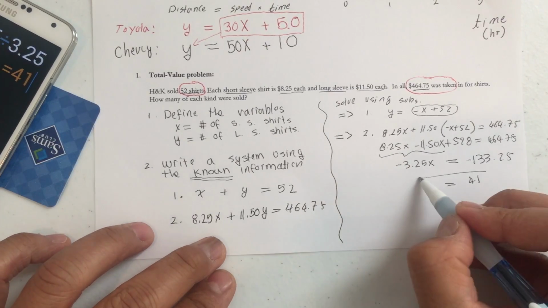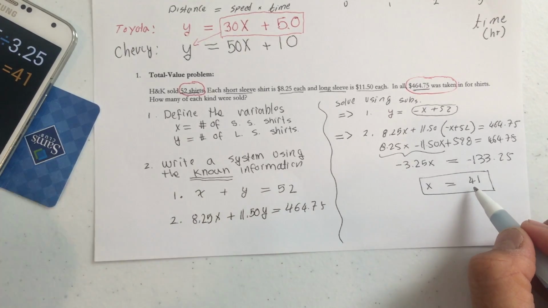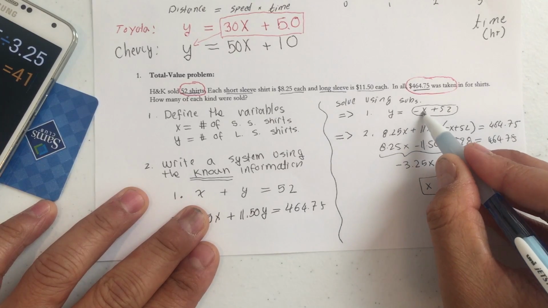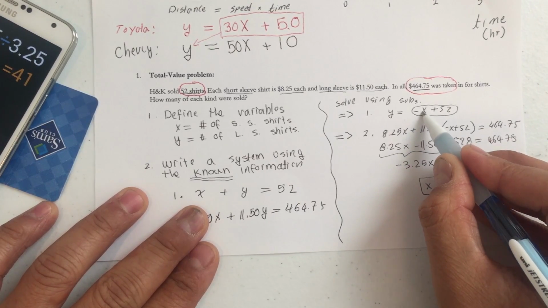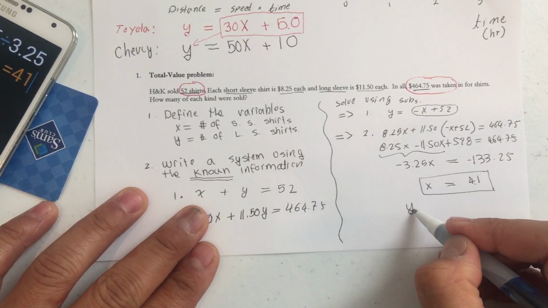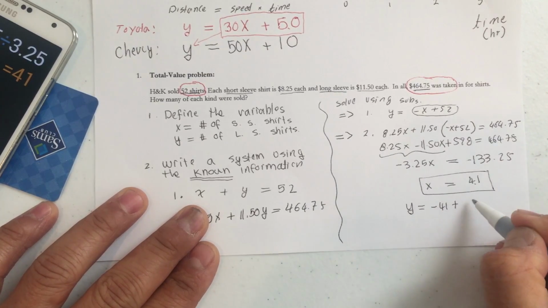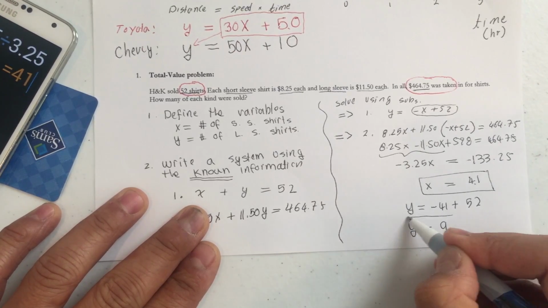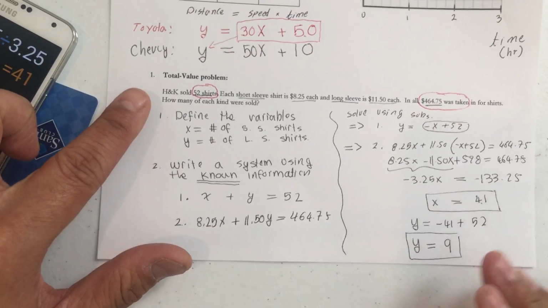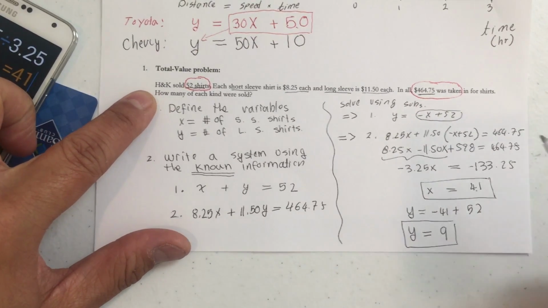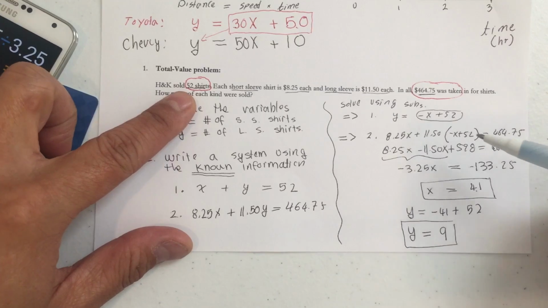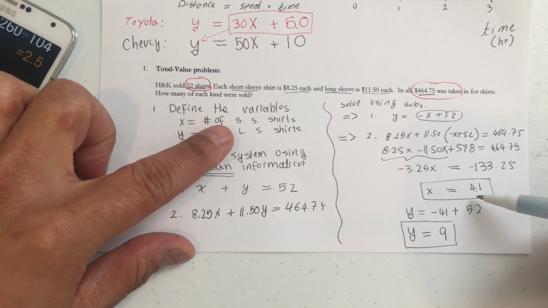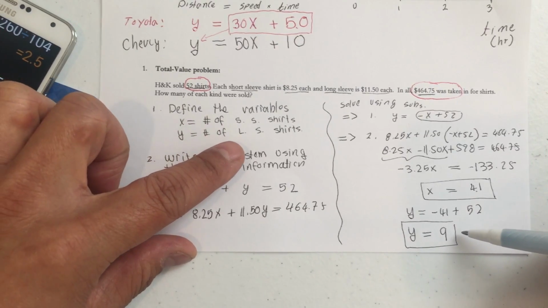Okay? Now we have to find the number of long sleeve shirts. So take this and plug that in there, and that gives us the number of long sleeve shirts. So y equals negative 41 plus 52, and that comes out to be 9. So from the H&K store, they sold 52 shirts. We knew that 41 of them are short sleeve and 9 of them are long sleeve.